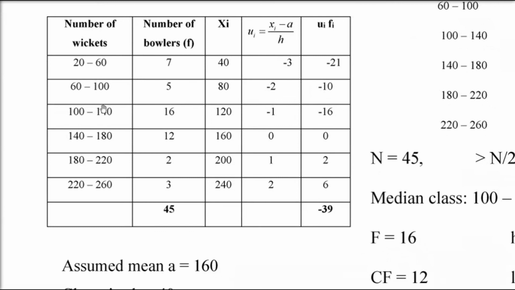If you see here, the number of wickets, whatever is given, we have written directly in the first and second columns. Now, what is xi? We have to find the middle value: 20 plus 60 by 2, 60 plus 100 by 2, 100 plus 140 by 2, 140 plus 180 by 2. Like this, you can go up to 220 plus 260 by 2. Now we'll take the assumed mean. You can take either 120 or 160.